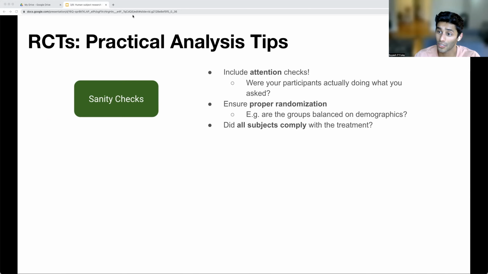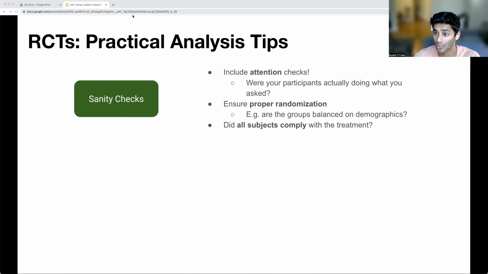So make sure you include these attention checks to ensure your participants are doing what you asked. The second is to ensure proper randomization. Look at your treatment and control groups, and see that they're balanced on the things that you expect them to be balanced on, which should be most demographics, experience, and opinions. They should be roughly balanced on those.